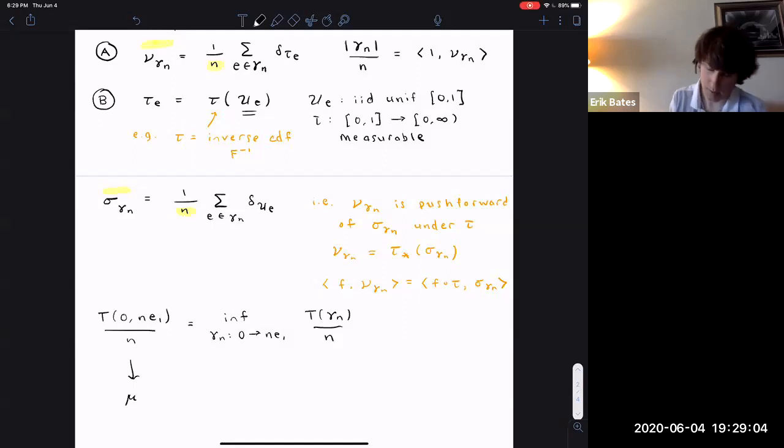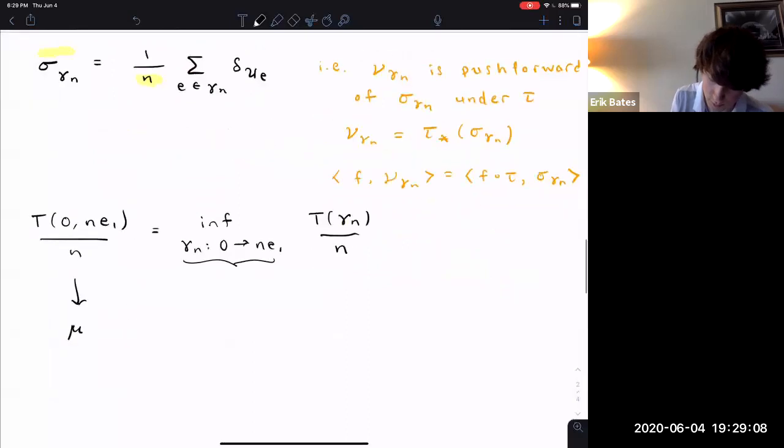Okay. Now let me give this set a name. So I'm going to define Rn. This is not actually going to be exactly this set of paths, but it's going to be the empirical measures associated with the paths. And we'll see why I do this in a moment. So let me define Rn to be the set of sigma gamma n, where gamma n is any nearest neighbor path between 0 and any 1.